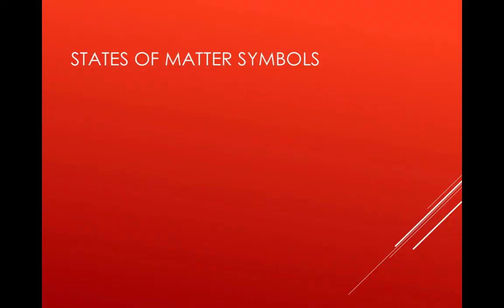This year, we will also ask you to list the physical states of the reactants and the products. Solid is denoted with a lowercase s. Remember, all ionic compounds are crystal solids, and covalent compounds are solids if they are very large. Solid aluminum would be denoted as Al subscript s.